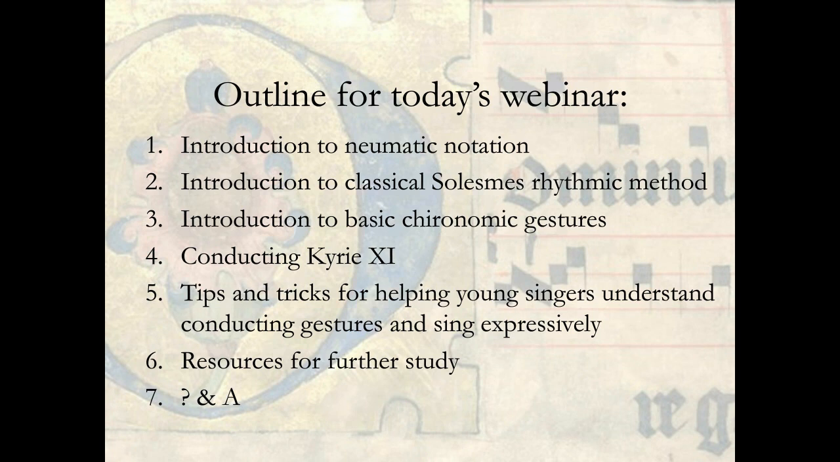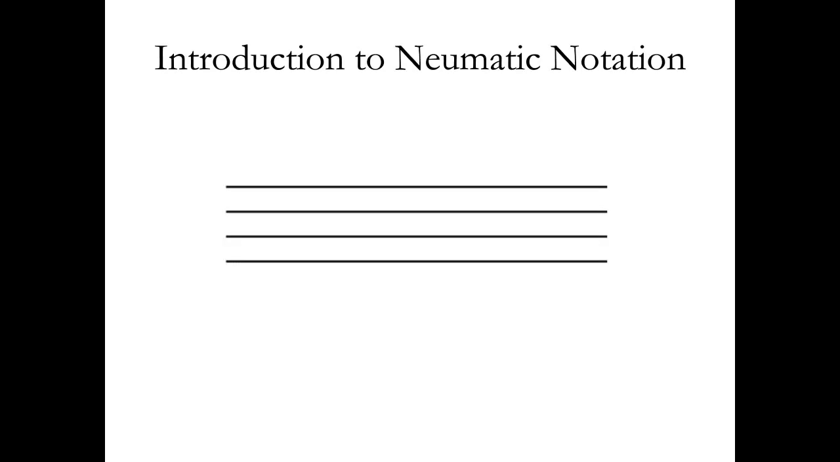To begin, let's just look at some basics of neumatic notation. By neumatic notation, I mean square note notation. That is another way of saying it. And we have a staff with four lines rather than five lines that you might be used to in modern notation. And we have two different clefs.